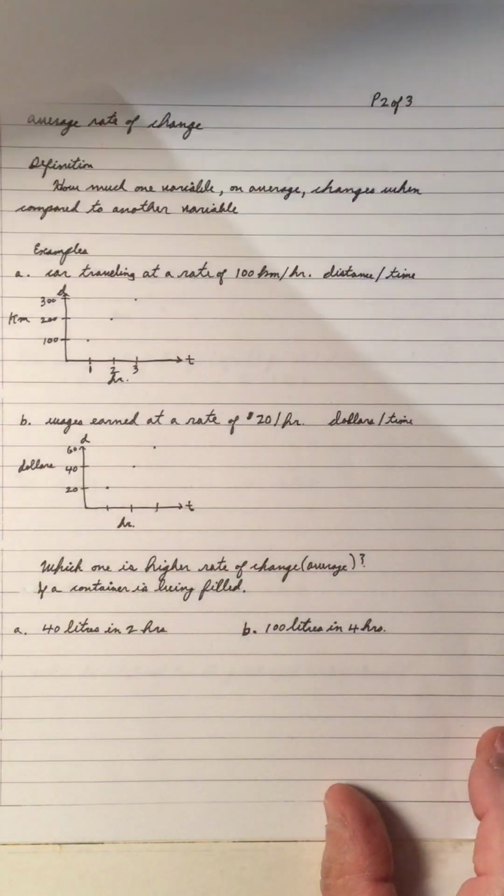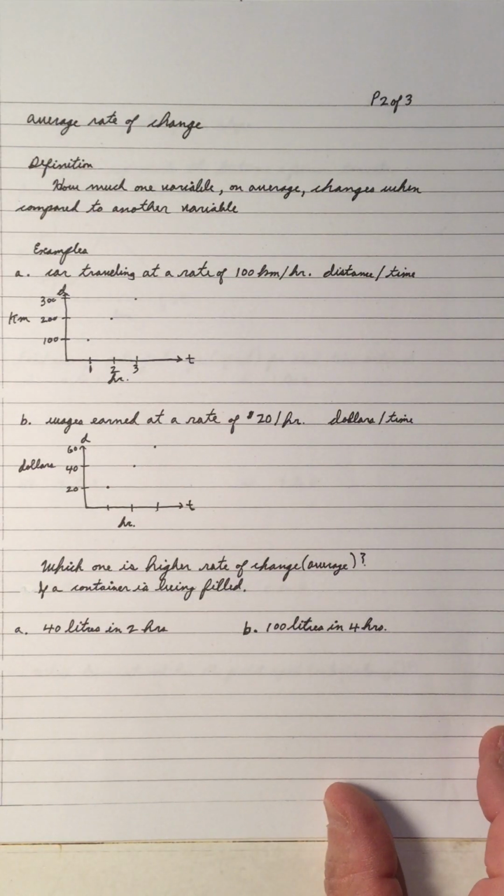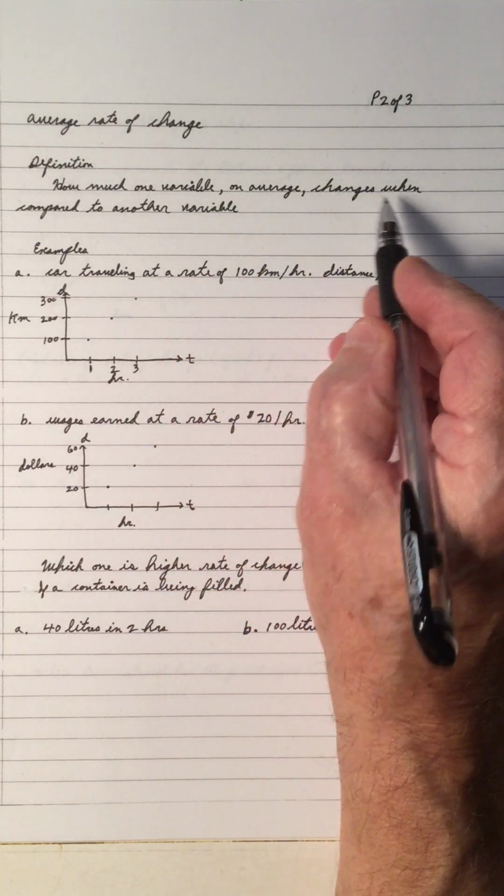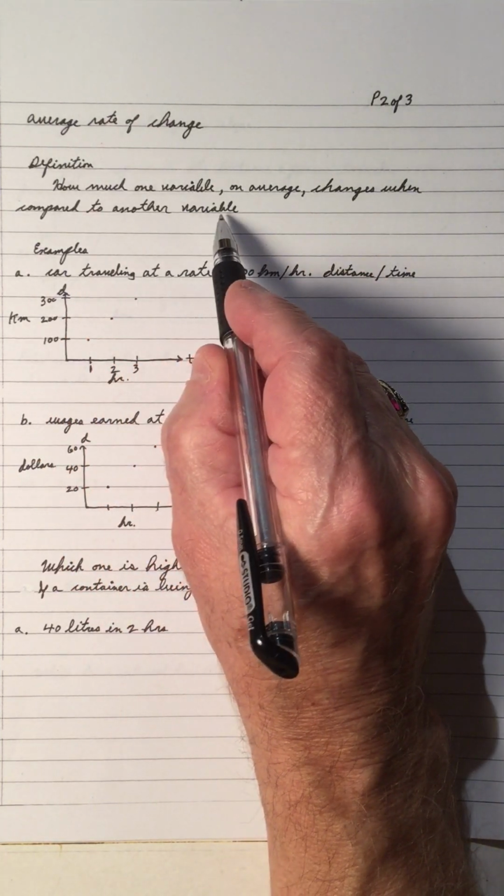Hi, welcome to my new unit on average rate of change and instantaneous rate of change. And this first video deals with the average rate of change by definition. Average rate of change. Definition: how much one variable on an average changes when compared to another variable.